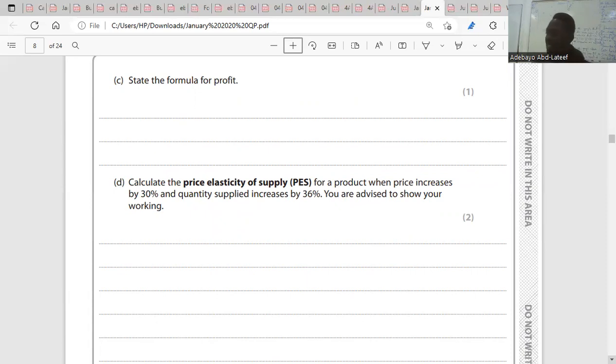The formula for PES is percentage change in the quantity supplied over percentage change in price. PES is (Q2 minus Q1) over Q1, divided by (P2 minus P1) over P1. So what we have here, we have the percentage change already, which for price is 30%, and for quantity, we have 36%. So it's going to be 36 divided by 30, then you get 1.2. And 1.2 is elastic. Thank you. We move on.